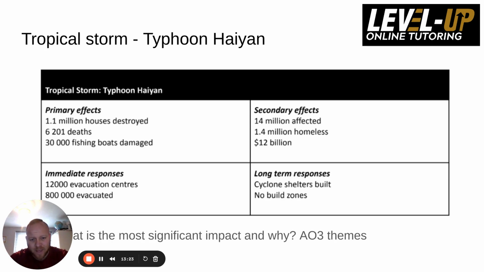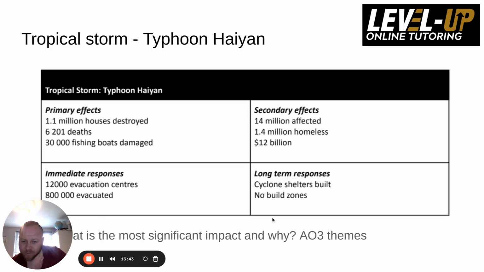In the long term, they have created no-build zones so that you can't live too close to the coast in some places now, because they've learnt from that storm surge, and they've built cyclone shelters as well. They've also replanted the mangroves because they act like a natural sea defence. So I'd be getting students to think about this. What's the most significant impact out of these and why?